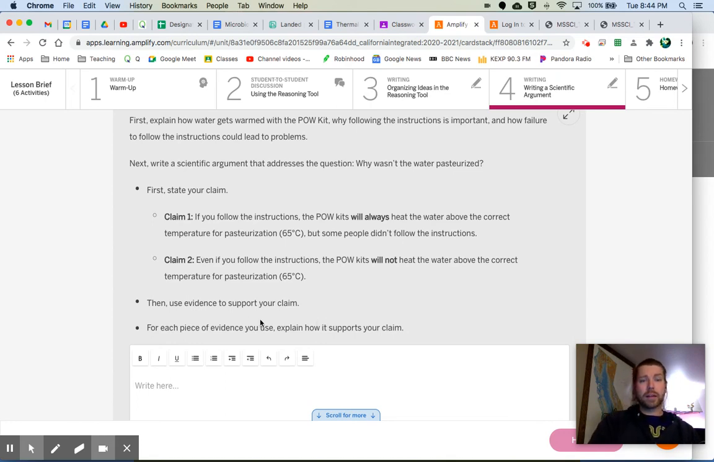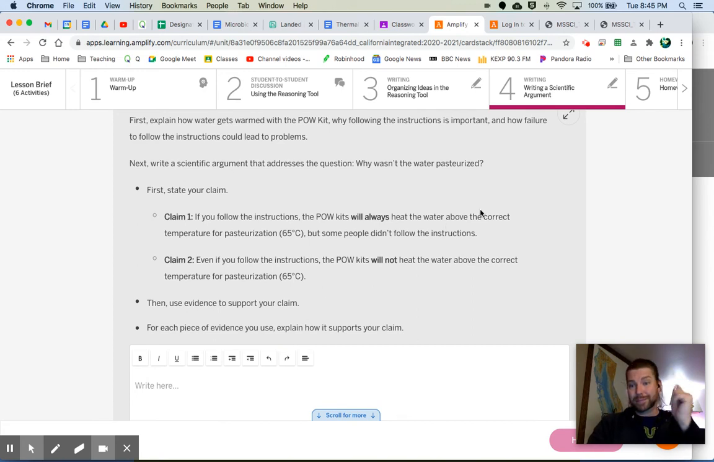But again, this stuff, the evidence, you've already chosen your evidence. Explain how it supports your claim. You've already done that in the reasoning tool. You just need to plug it in and make it a complete sentence. I know sometimes that's hard, but that's all you've got to do.